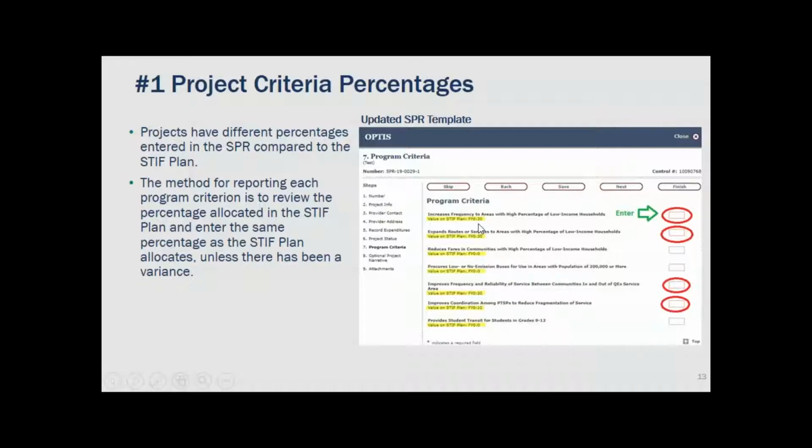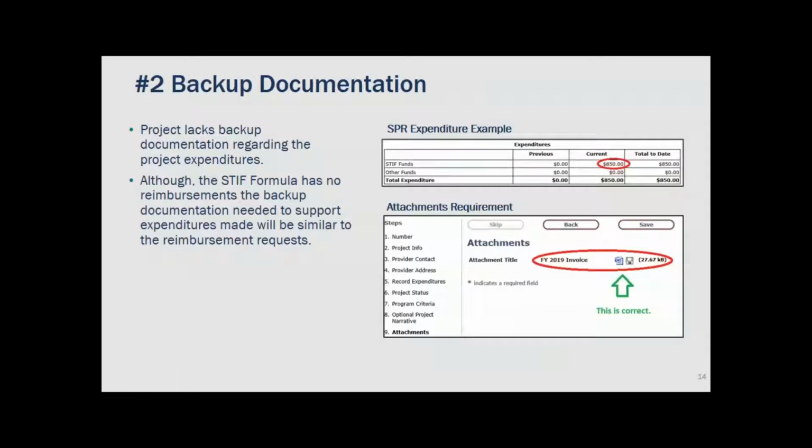So help text is available, so you'll see what was entered in the STIF plan, and you can duplicate that information and have that readily available. So you'll see these 4 circles is where the STIF plan had some numbers. If there's changes, as I mentioned, go ahead and update those changes, and then in that optional project narrative in step 8, you can provide some context to why there was those changes. So that was number 1 issue.